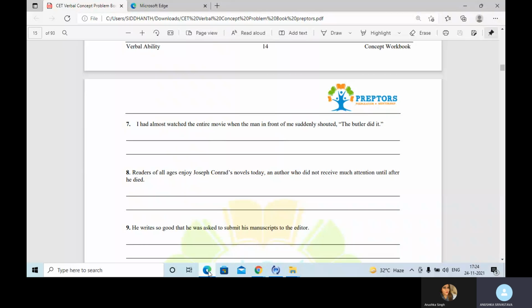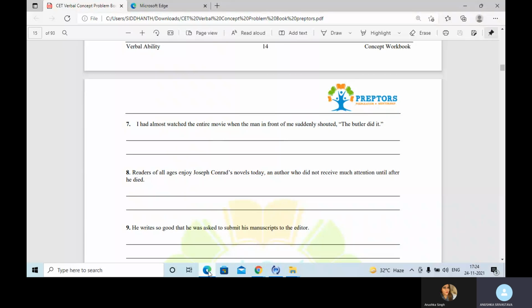Eighth has two errors. This is also an error relating to misplaced modifier. Readers of all ages enjoy Joseph Conrad's novels today, an author who did not receive much attention until after he died. The first error is with respect to readers of all ages. And the second error is about Joseph Conrad, who is an author. So I should have Joseph Conrad next to the author, since it's the name of the author. And today should go with readers, not with all ages, right?